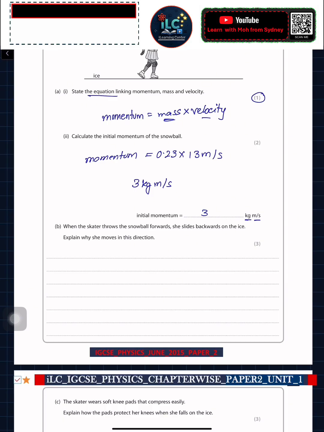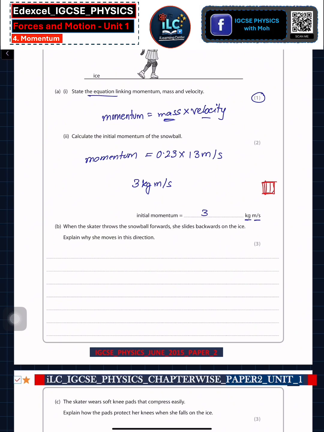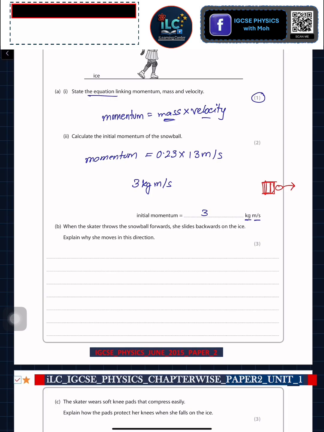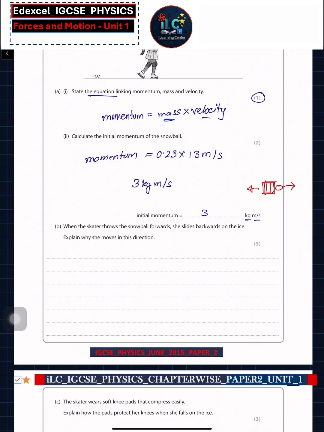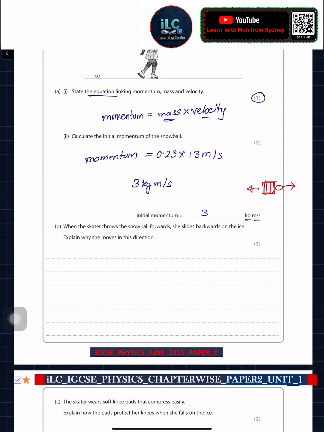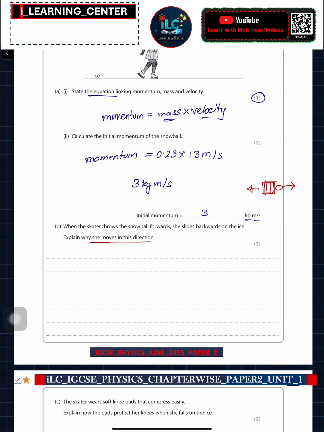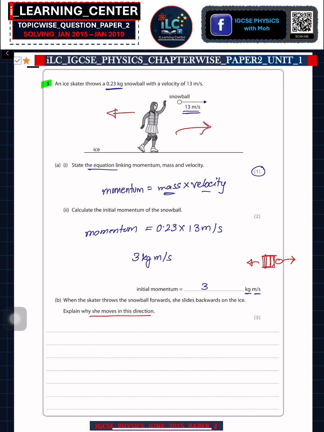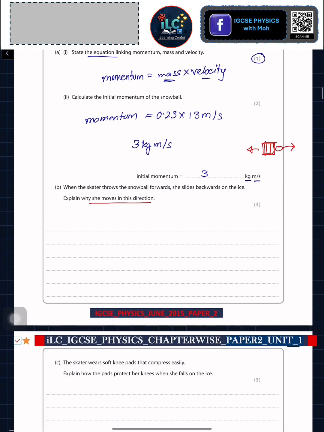The next question here says that when the skater throws a ball forward, okay, so this is an important concept. Before, let's say this is the person, and here is the ball. As the person throws the ball here, she then moves backward as well. Of course, the amount that they move in opposite directions is different. So here they are asking, explain why she moves in this direction. The person throws the ball and the ball moves in this direction, but the person moves in this direction. So again, we know from the principle of momentum that momentum before and momentum after collision is same.